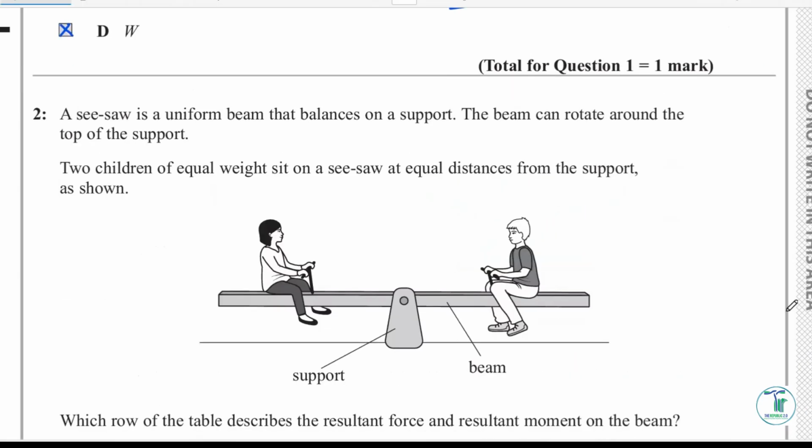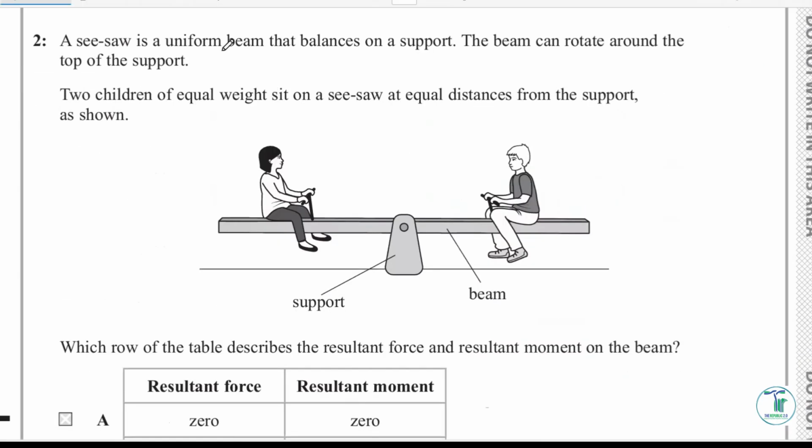Now you've got this question number 2. A seesaw is a uniform beam that balances on a support. The beam can rotate around the top of the support. Two children of equal weight. If they do have equal weight, what does that mean? That the downward force exerted by this girl should be equal to the upward force exerted by this boy. So what does that mean? That the summation of the forces, the resultant forces, has to be 0.